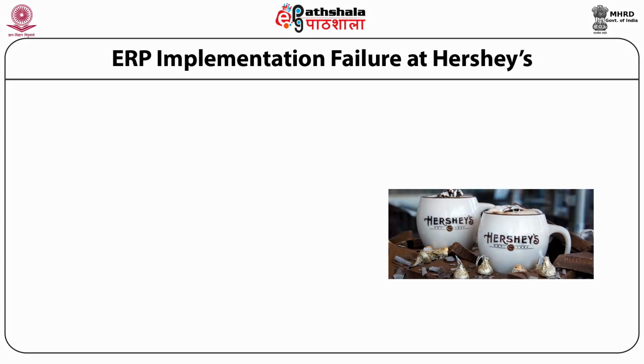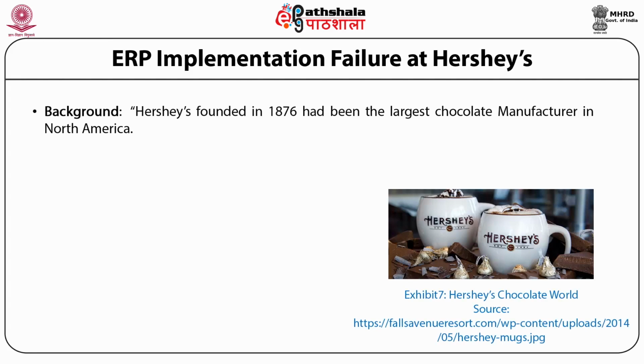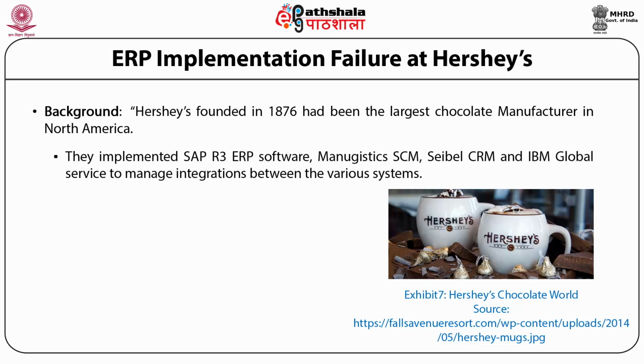We'll now take up an interesting case of the ERP implementation failure at Hershey's. The background of this particular case gives an overview of Hershey's as an organization that was founded way back in 1876 and was the largest chocolate manufacturer in North America. They implemented the SAP R/3 ERP software, the Manugistics supply chain management, Siebel CRM, and IBM Global Services to manage integrations between the various systems.